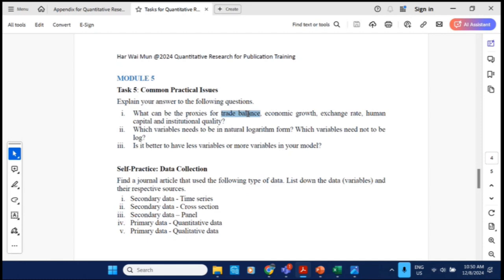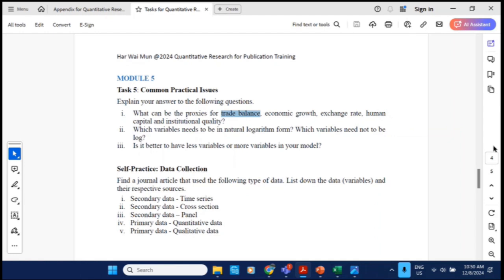Now, the interesting thing is trade balance. Any economics lecturer or economics student here? What is the proxy they use for trade balance? Export minus import. Yes, trade balance is export minus import. But if you use export minus import, sometimes you get a negative trade balance, and you cannot log a negative. Some positive values you can log, but negative you cannot log.